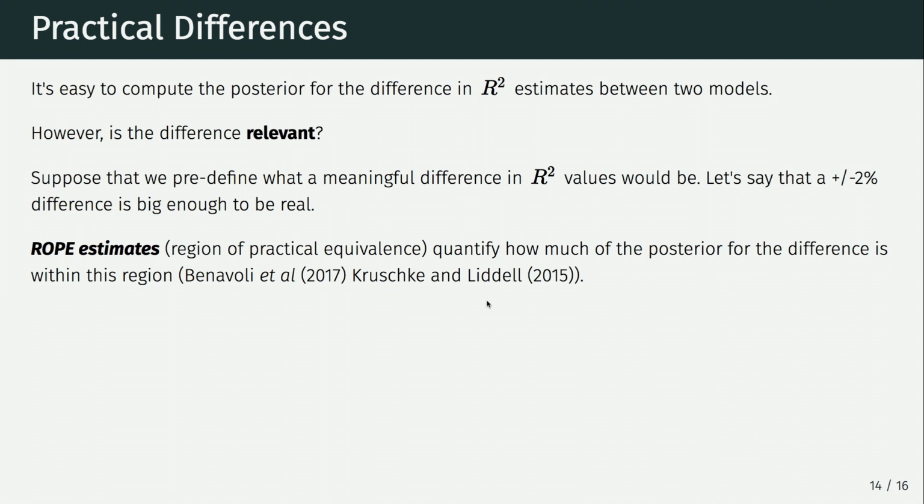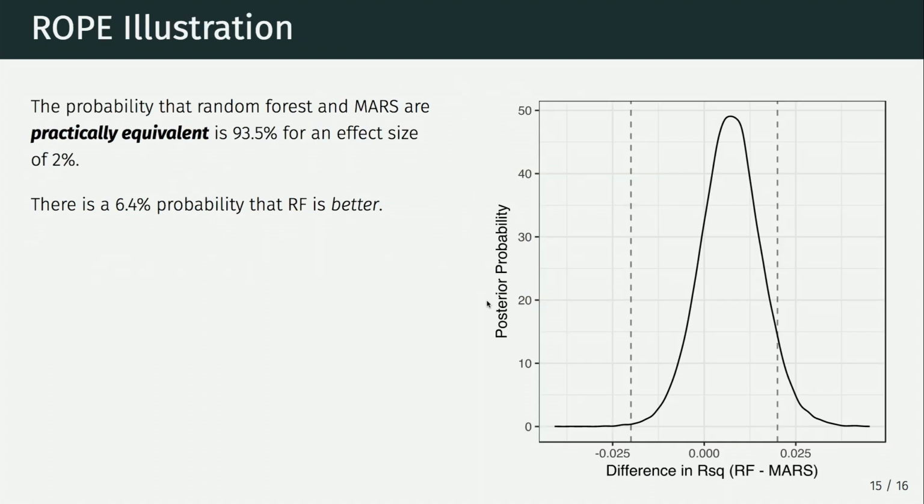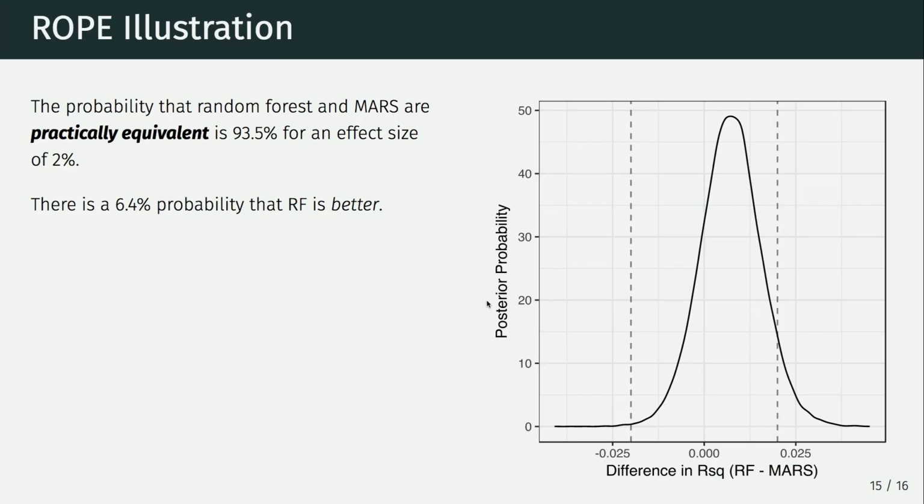But it is subjective. What you can do, once we get the posterior for the difference between these things, is look at whether a 2% difference is realistic given the results that we have. A big part of that is the uncertainty that we're collecting. So if we're looking at random forest versus Mars, here's the posterior of the difference in R² between those two models. It is slightly positive because our random forest does a little bit better than Mars. You can see the tails of it are maybe around 0.03 or negative 0.03.